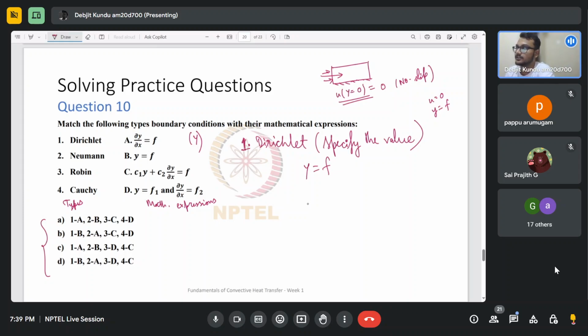Like let's say for the inlet, we can say that U follows a parabolic profile like this. In that case also we are mentioning the value. It can be non-uniform, but we are mentioning the value nonetheless. So this also comes under Dirichlet condition. Okay. Now what about the second one, the Neumann condition?